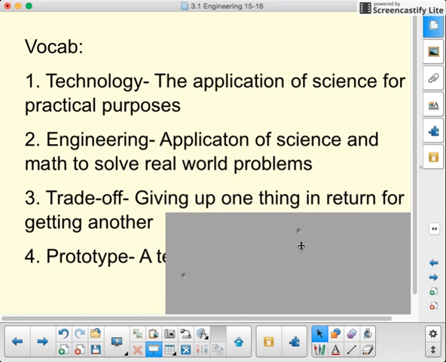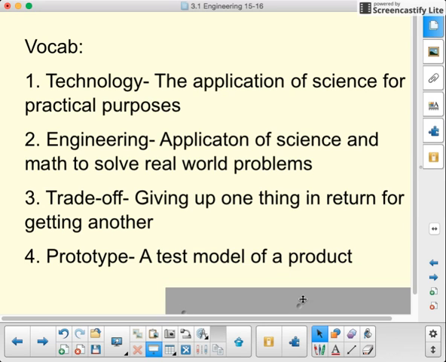A trade-off is when you give up one thing in return for getting another. One example in the news recently is Volkswagen was just called out for modifying their cars so that they could pass emissions tests. So in the short term, they gave up meeting the standards to save some money. In the long term, they are giving up their reputation and a lot of money because they just got a big fine in exchange for a shortcut and saving some money in the short term. Then a prototype is a test model or your first version of a product.